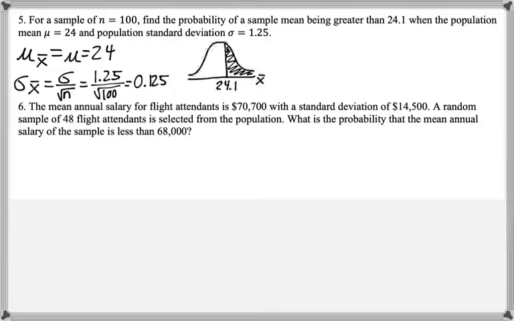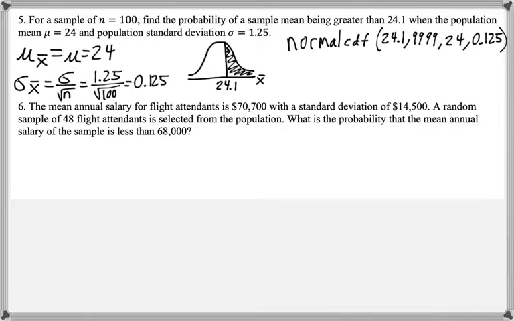So our picture looks like this, and we are going to type normal CDF 24.1, comma, infinity, and then for the mean we're putting mu x bar, which is 24, and for the standard deviation we are putting sigma x bar, which is 0.125, and this is equal to 0.2119.